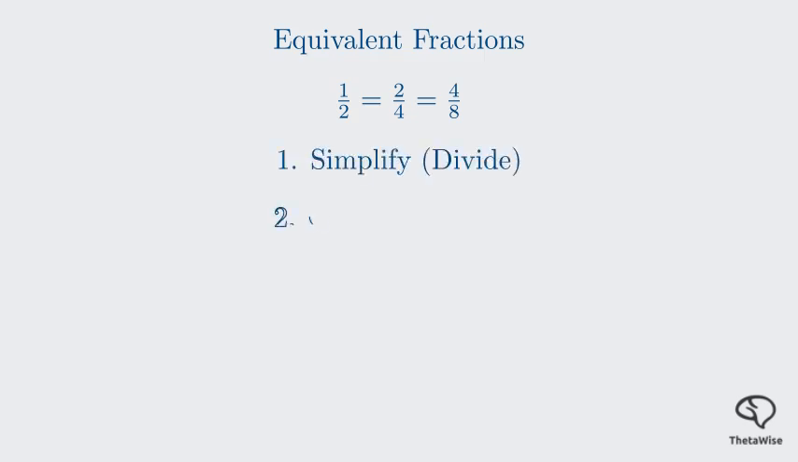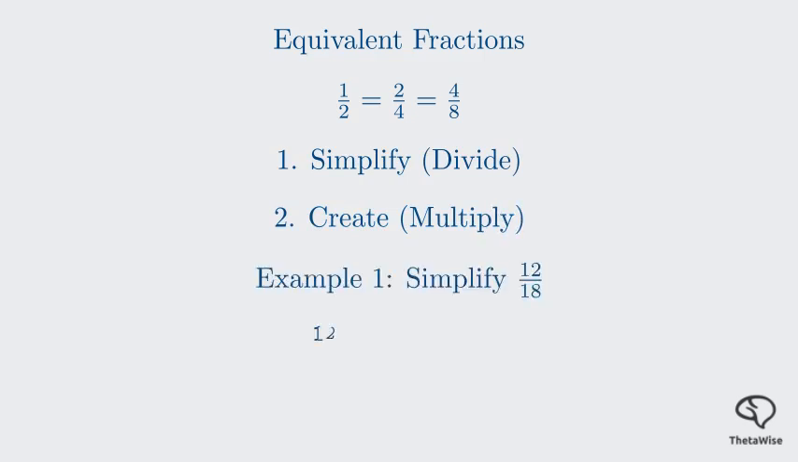First, you can simplify a fraction by dividing both the numerator and the denominator by a common factor. This is often called reducing a fraction to its lowest terms. For instance, let's simplify the fraction 12/18. We need to find a number that divides evenly into both 12 and 18. We can see that 2 is a common factor. Dividing both by 2 gives us 6/9.